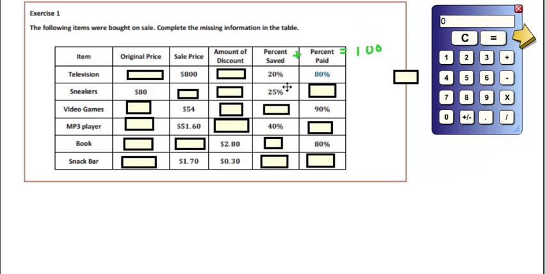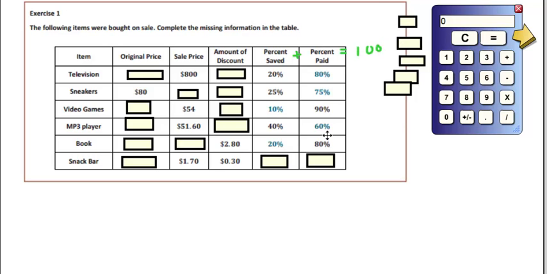Or here, 25 plus what equals 100%? Wouldn't that be 75%? What plus 90 equals 100%? That would be 10%. 40 plus what equals 100%? Wouldn't that be 60%? And same thing here. Something plus 80% equals 100%? It's 20%. All right, now this one we're going to look at last if we have time. We may not have time because you have to use another approach for figuring these out.